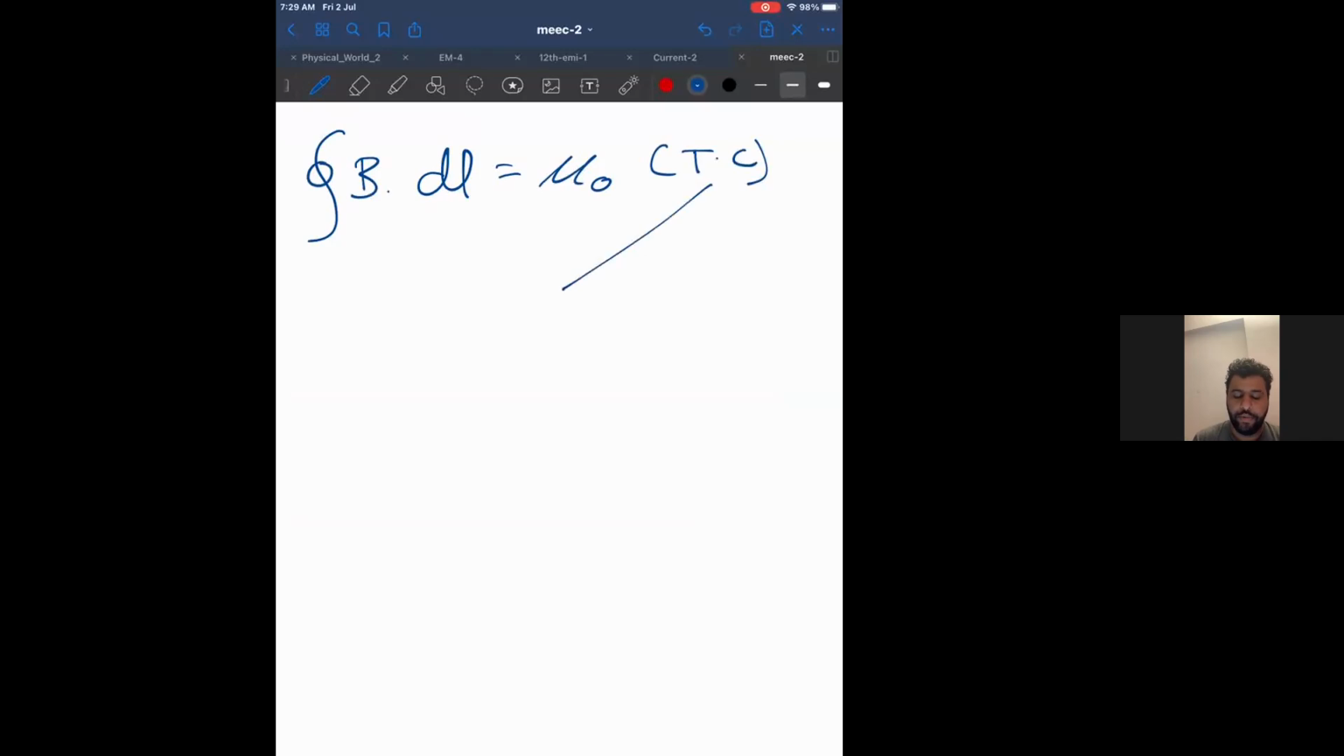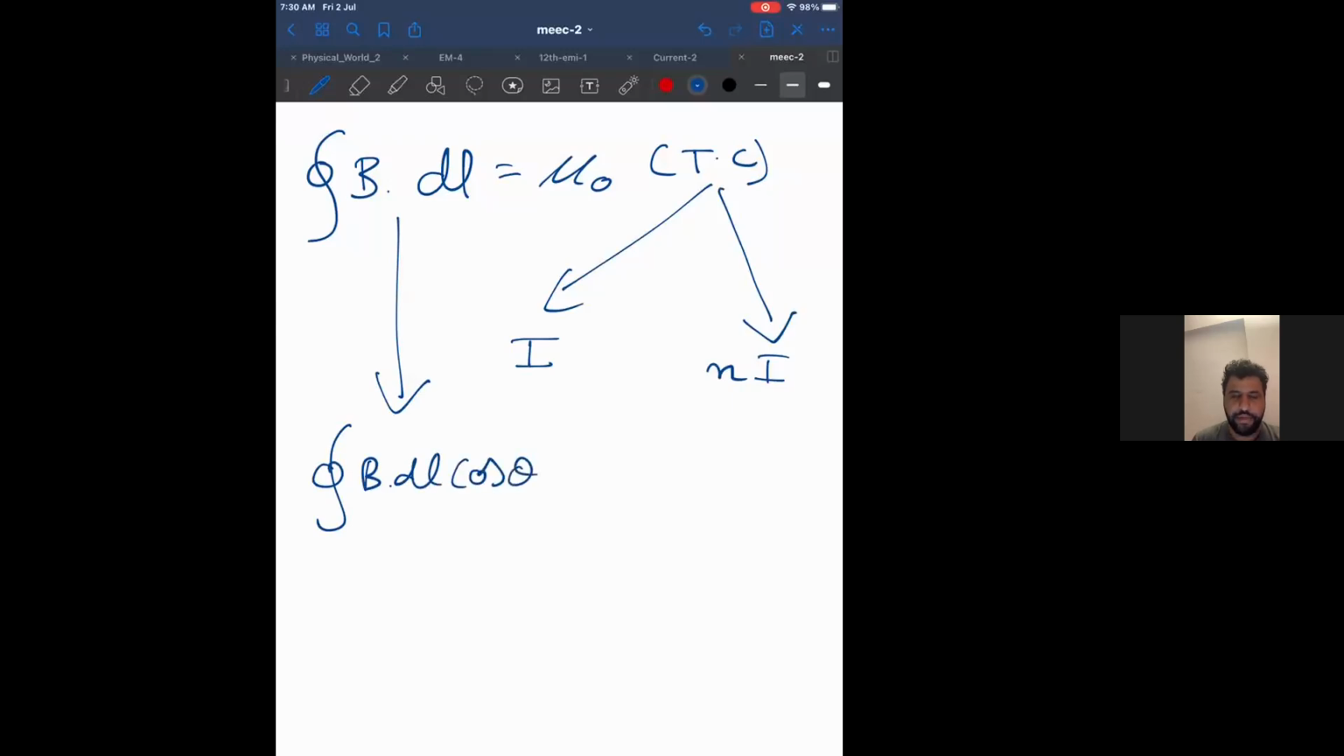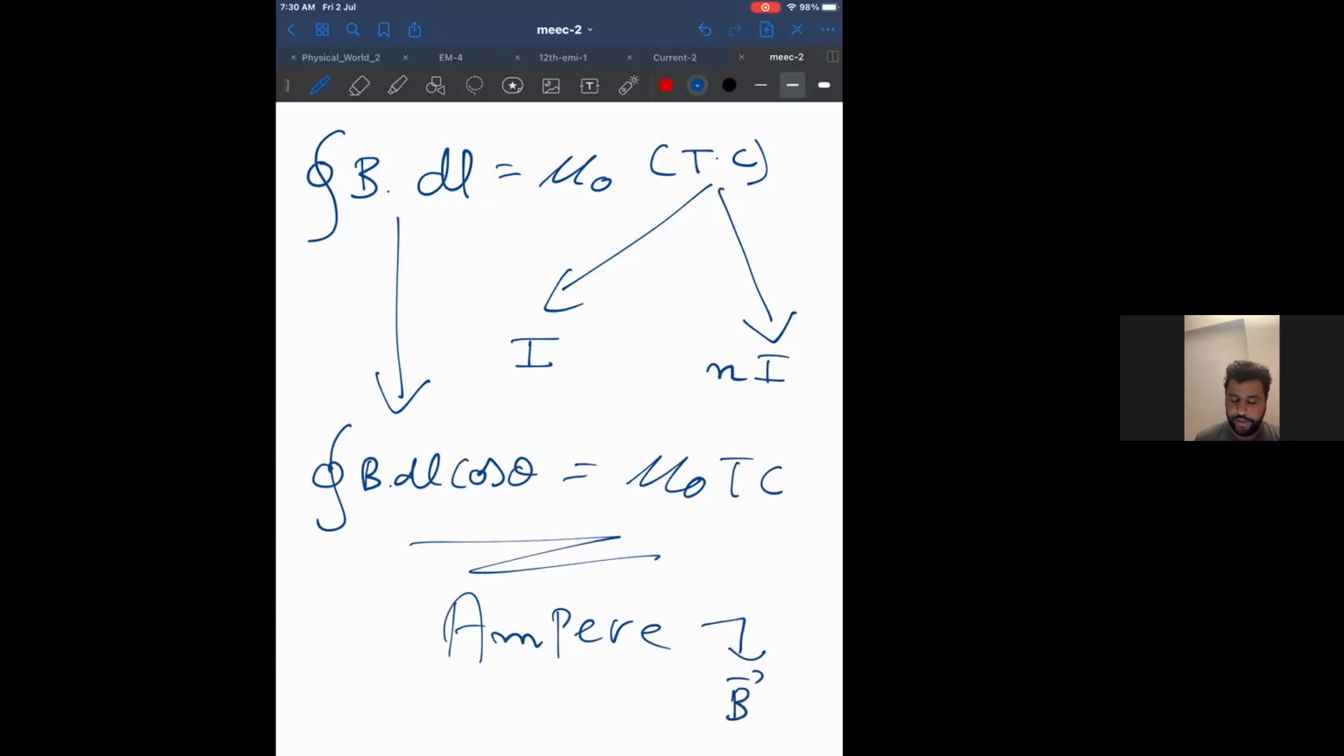Now, total current can only be of two types. Which are the two types? It can be I, or it can be Ni, where N is number of turns. So if any device has number of turns, I have to use Ni. Otherwise, I have to use I. And integration of B dl can be written as B dl cos theta, because A dot B is AB cos theta, is equal to mu naught times total current. This law is called Ampere's law, and this law is focused on magnetic field.